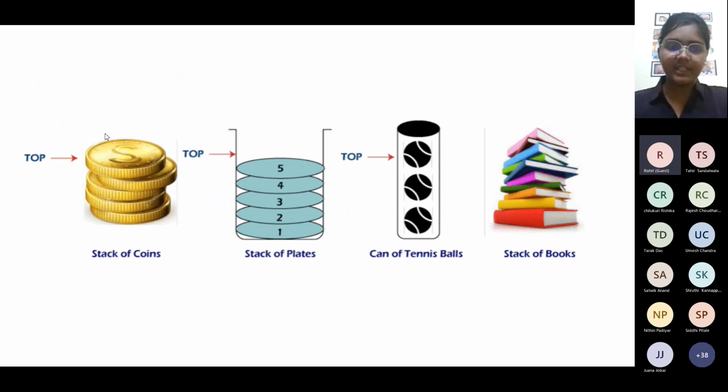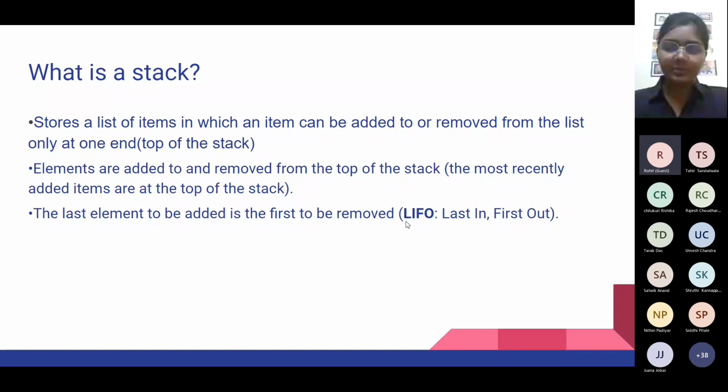So let's say if I add any item right now, that will be the topmost element. And if I remove, that element will be the one to be removed. So this works on the LIFO principle. LIFO means the one which enters last will be the first to come out. So the last element to be added is the first to be removed.